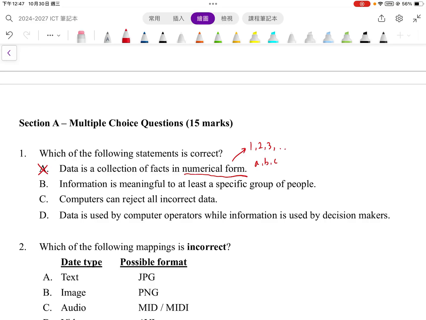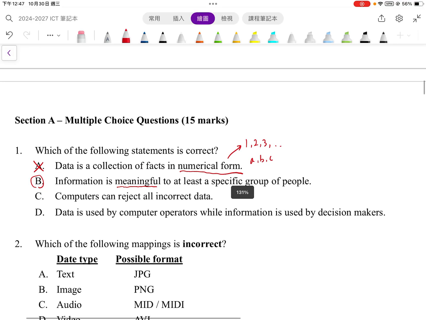And then B, information is meaningful to at least a specific group of people, so this is correct. The reason is for this word meaningful. When we talk about the data and the information, we call the data is without meaning and information is with meaning. So this word will lead you to the correct answer. Information is meaningful, and this should be to at least a specific group of people. So B is correct. And then we can have a look at C.